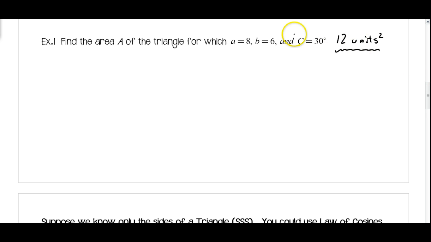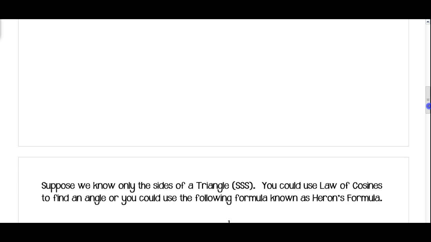And as far as units, even though I'm going to include them in the video here, if they're not given in the problem, you don't have to include them in the answer. But if they are included in the problem, you should include them in the answer.